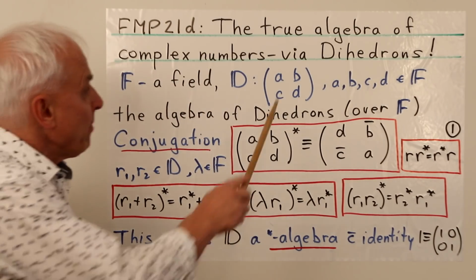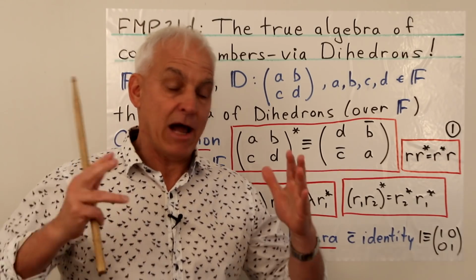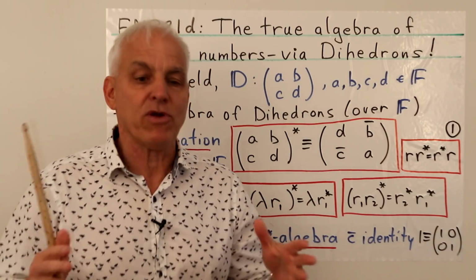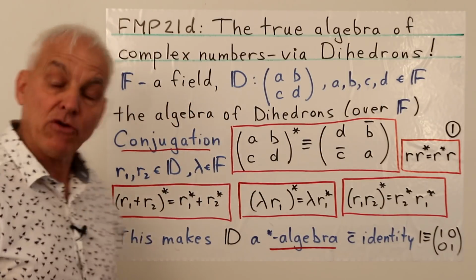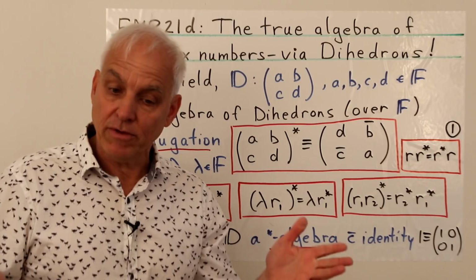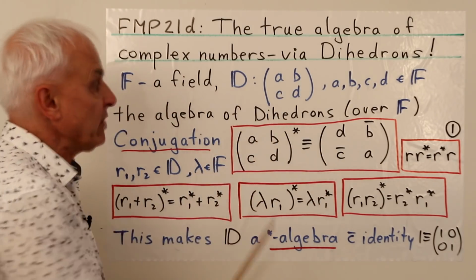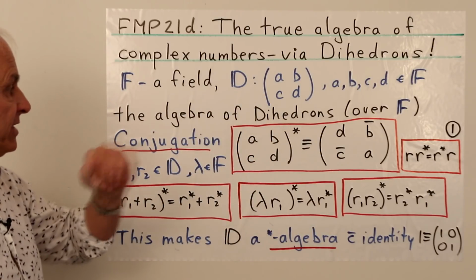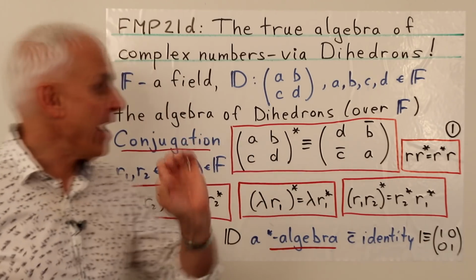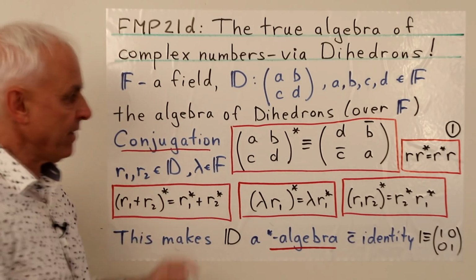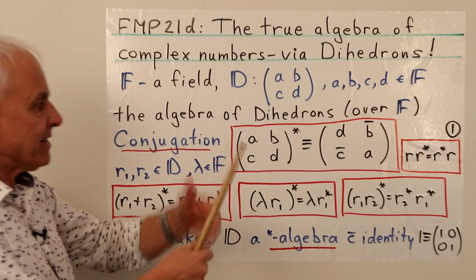Okay, so our idea is that really behind the scenes there is this algebra of dihedrons, and that really controls the story. And we're talking about working over a general field first of all, so it's very general. F is a field, and then we consider the dihedrons: 2x2 matrices with elements in the field. This is the algebra of dihedrons. And crucially, this thing has a conjugation. This is the fundamental kind of building block that this algebra has.